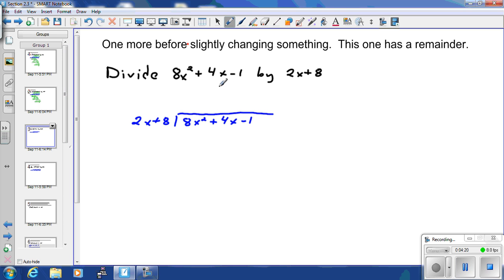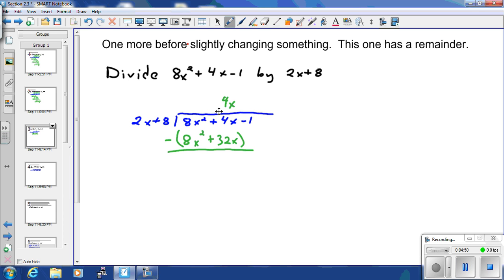This one has a remainder, so I wanted to show you what that looks like. So the same process, again, feel free to pause. 2x times 4x will give me 8x squared. 4x times 8 is 32x. And we subtract that. These cancel. This becomes negative 32.